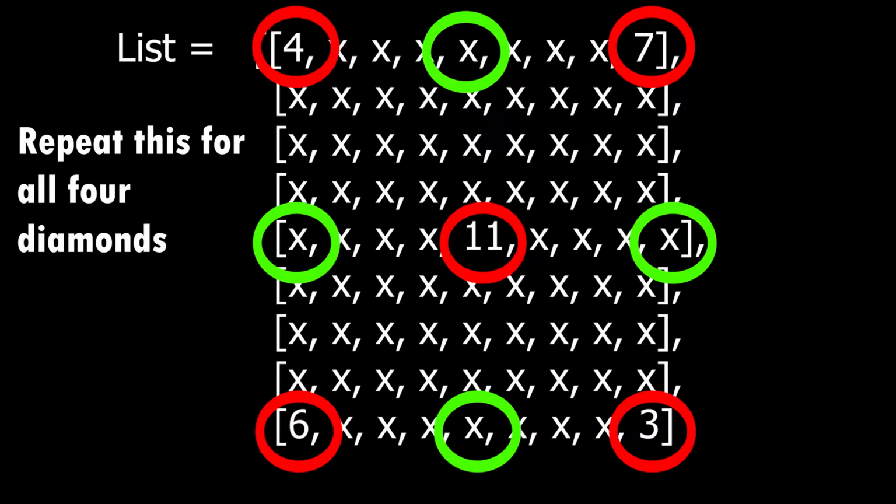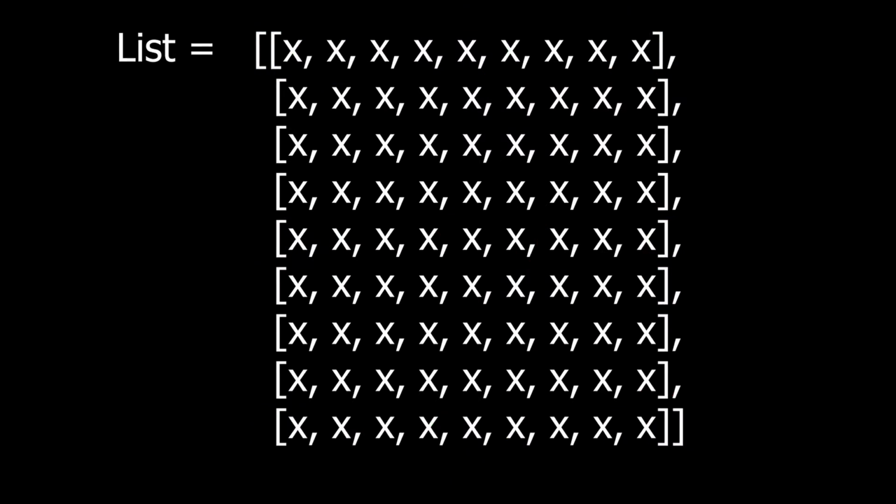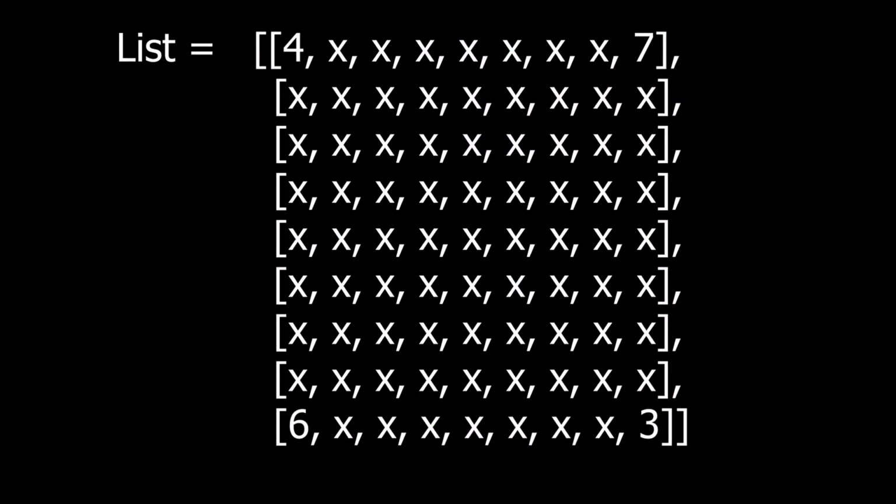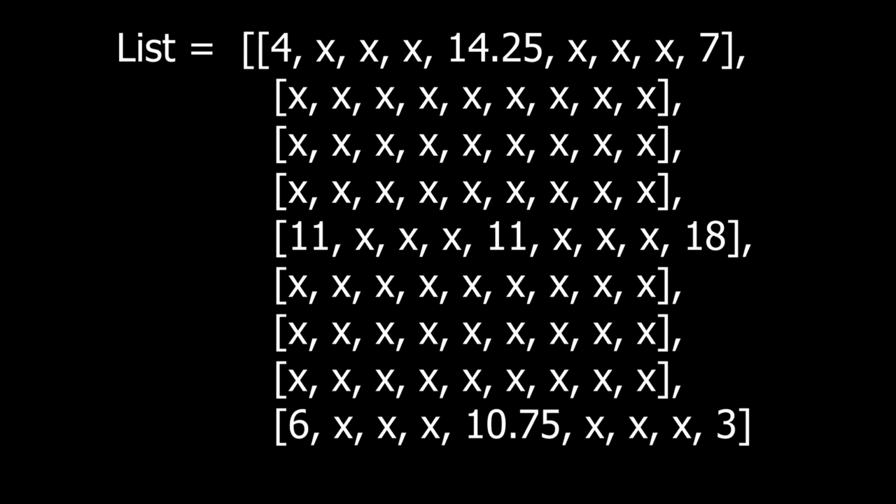So let's recall our matrix. We have 4 corners which need to be averaged, and then have a random value added to find the midpoint. Our first diamond has an average midpoint of 8.25, and once we add a random value from our initial range, the midpoint for our first diamond will be 14.25. We can repeat this process for each diamond, which yields midpoints of 11, 10.75, and 18.